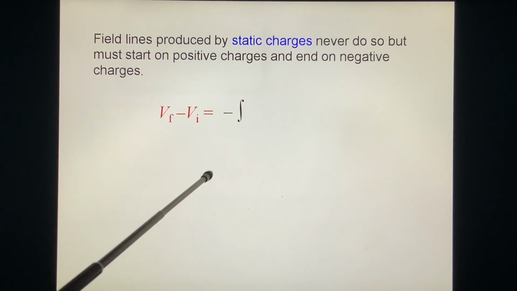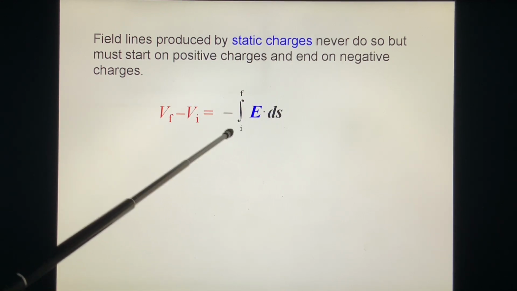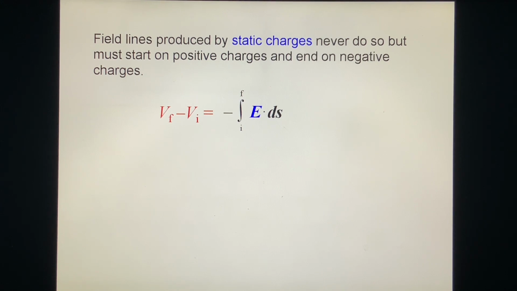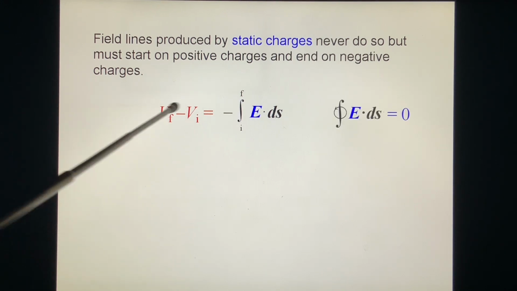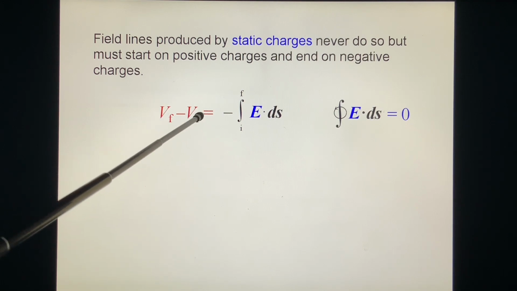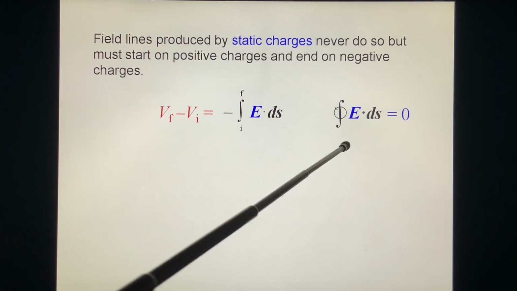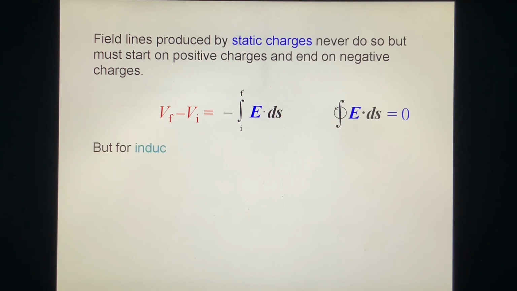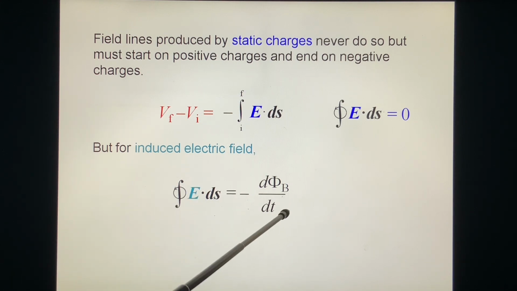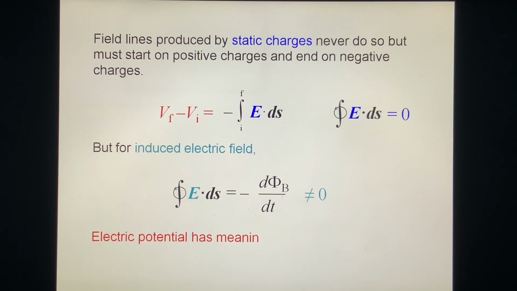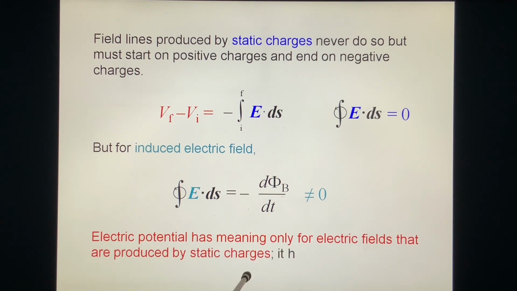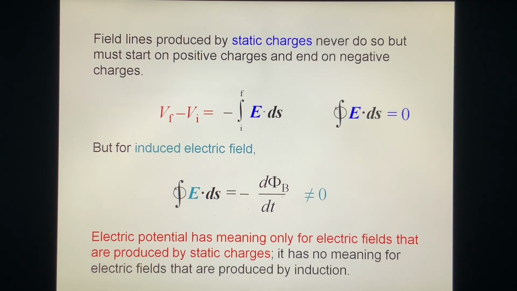The voltage difference is minus the integral of E dot ds from initial to final. Okay, if we do a loop, the final point equals the initial point, so V final minus V initial equals 0. But the induced electric field is different. The integral equals minus d phi by dt, which is not 0. So electric potential has meaning only for electric fields that are produced by static charges. It has no meaning for electric fields that are produced by induction.